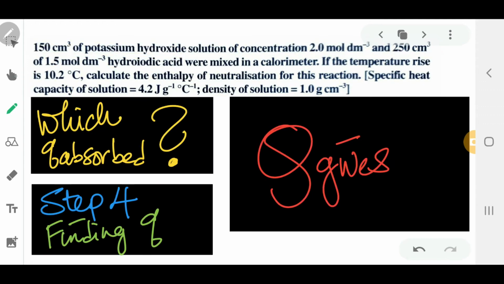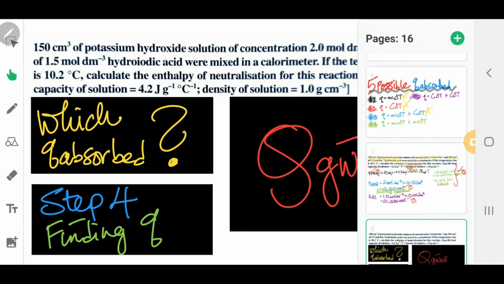Okay, after that we need to proceed to step 4. In step 4, we need to find the value of Q being absorbed. The question now is which Q absorbed we need to use.